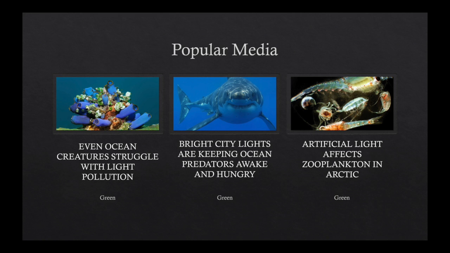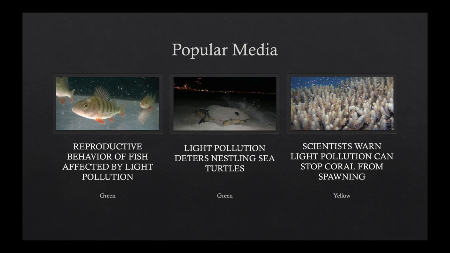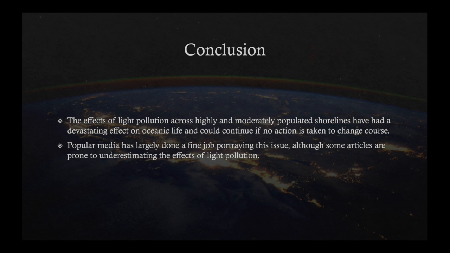Popular media. In general, the articles we found were well sourced and accurate, frequently referencing prominent scientific journals within the field. For example, an article we found relating to how ocean creatures struggle with light pollution specifically worked around a scientific study and references other scientific studies within the article. Among these articles that were scientifically questionable, we usually found that they misstated scientific facts, usually by underestimating the effects of light pollution. In conclusion, light pollution has a devastating effect on almost every aspect of aquatic life.